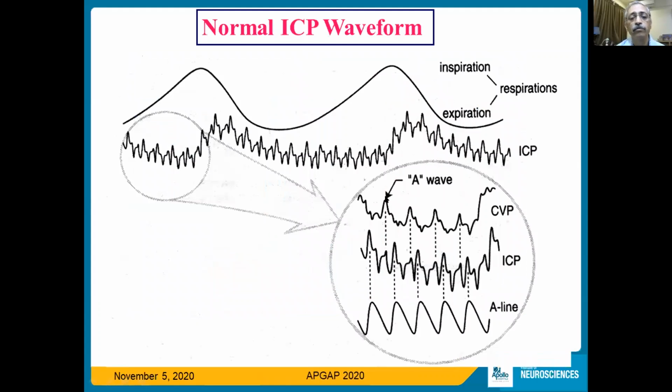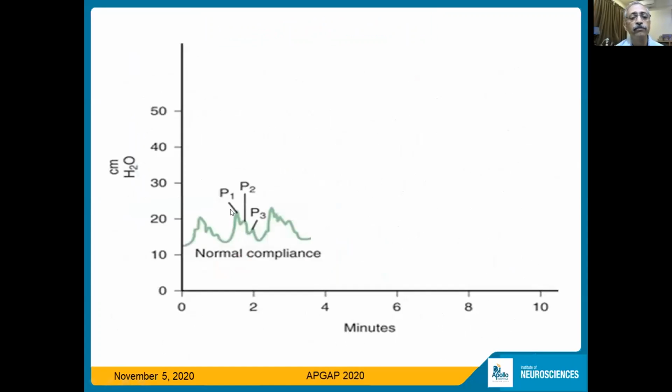And to come to the normal ICP waveform, it is something similar to what we see in the arterial waveforms. We have a P1, which is the percussion wave, which is the arterial pulsations of the choroid plexus, and we have the tidal wave, which tells about the compliance of the brain or the intracranial compartment, and we have the dicrotic wave, which is the closure of the aortic valve.